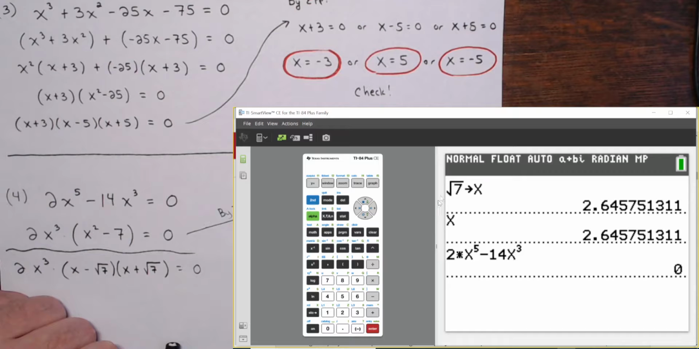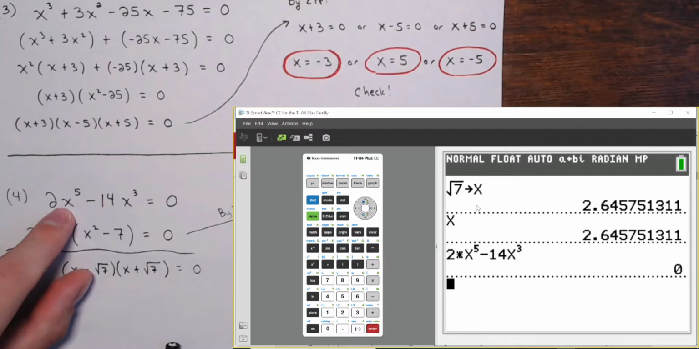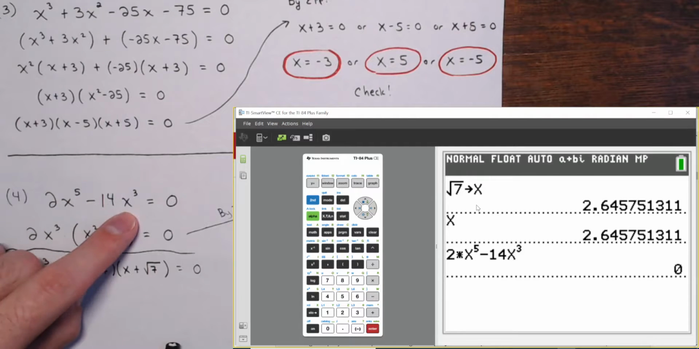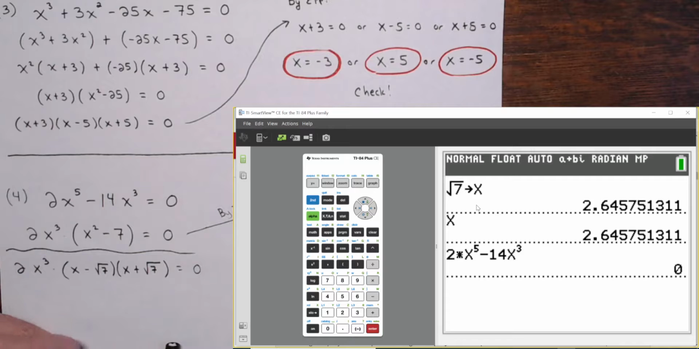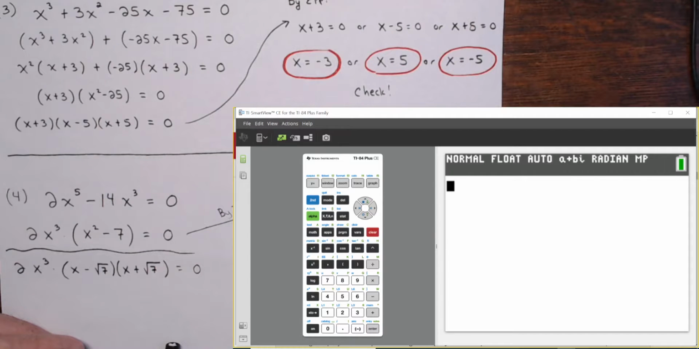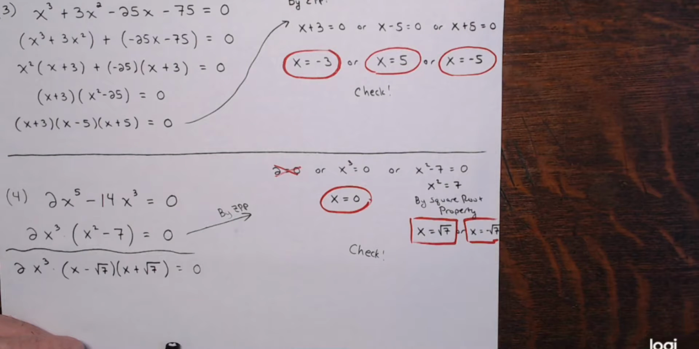And the same thing would go, and I'll leave it to you if you have a calculator that's capable of this: put in negative square root of 7. Now you don't have to store it as a variable. You could just type in 2 times negative root 7 to the 5th minus 14 times negative root 7 to the 3rd. It would just take a little longer. And see if you get 0 back. And you should. They both should work out.